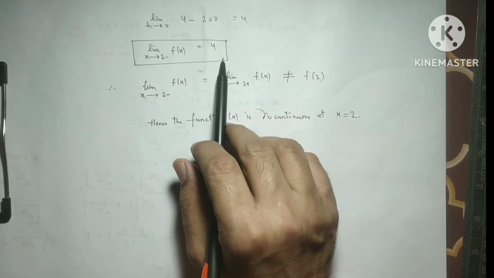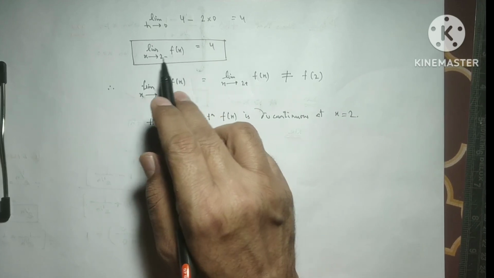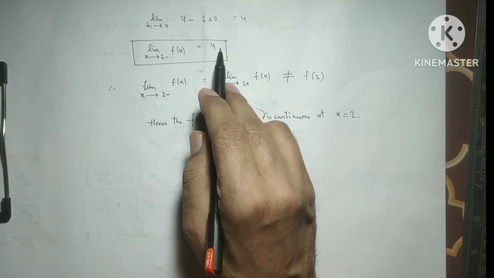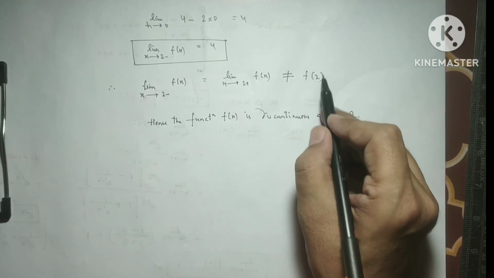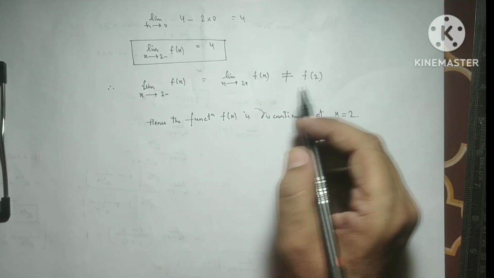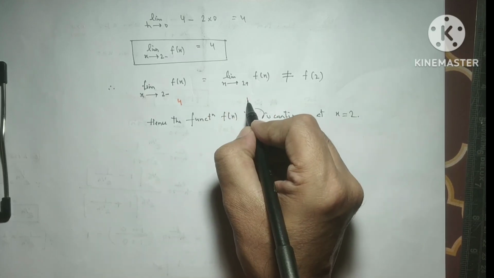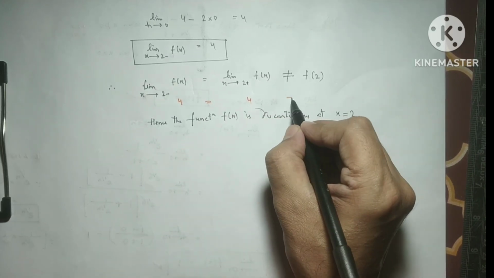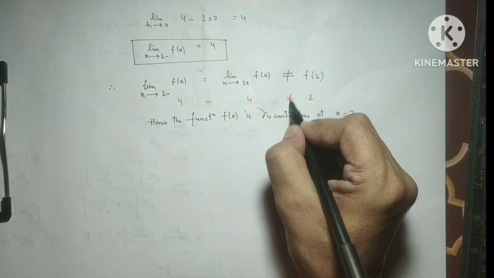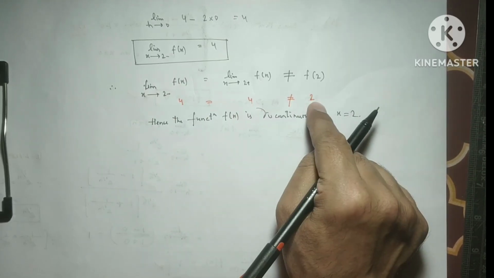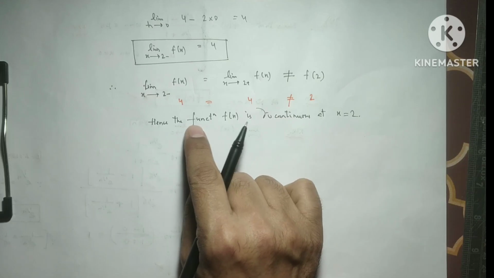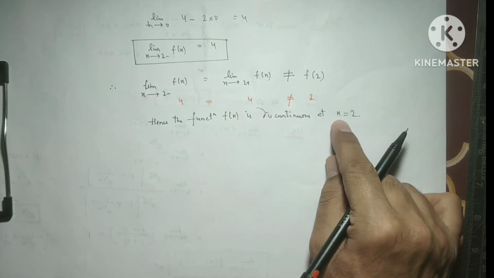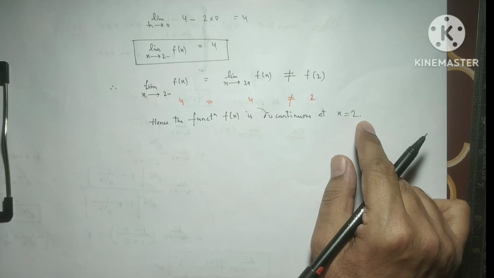So the left hand limit value is 4 and the right hand limit value is 4, but the value of the function at the point is 2. So it is 4, it is 4, these are equal, but this value is 2. So all the three values are not equal. That gives the conclusion: the function f(x) is discontinuous at x equals to 2. Right? So very easy topic.